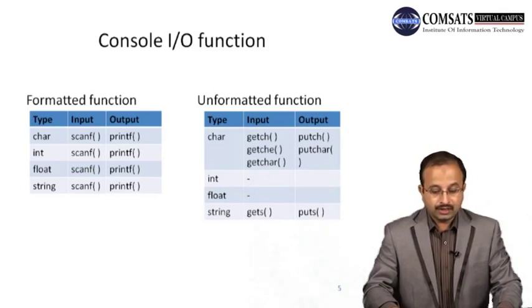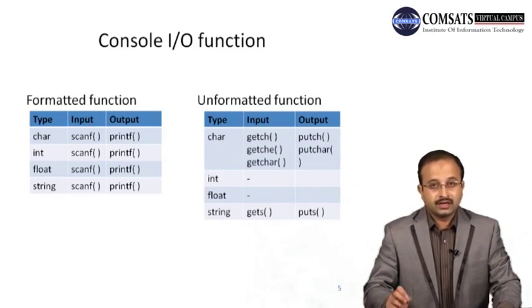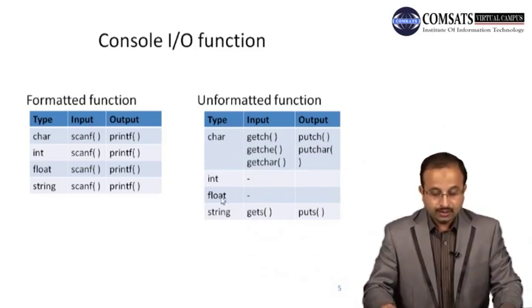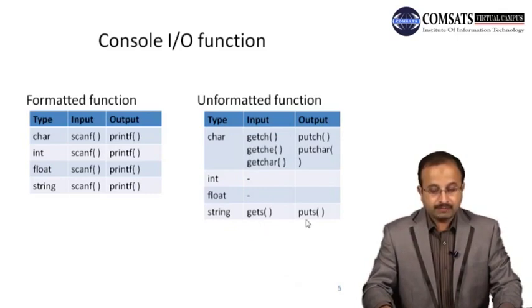But unformatted functions, for character, are getch, getche, getchar, which are the input, and putchar, putch, which are the output functions. So in these you cannot do formatting. Wherever the cursor is, it just places the character there. And for integer and float, there is no unformatted function. For string, the input function is gets and puts is the output function. So inside puts also you cannot use formatting. It just prints the string on the screen where the cursor is.